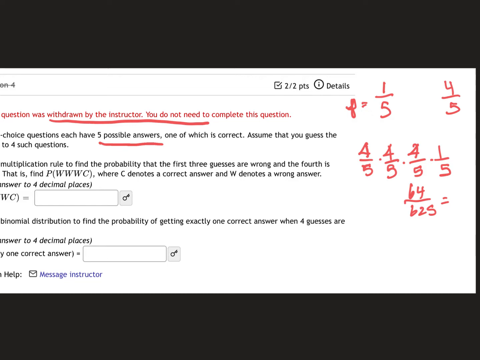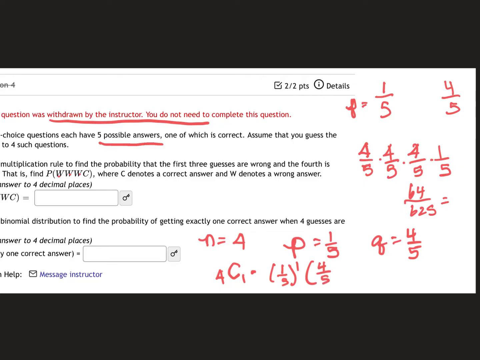So this is a binomial distribution where n is, how many questions? 1, 2, 3, 4. We're answering 4 questions, and we want the probability of getting 1 correct, and the probability of getting them wrong is 4/5. So first of all, in the binomial distribution, we have 4 questions, and we are choosing 1 to get right. So 4 choose 1. And then the probability of getting 1 right is 1/5 to the first power, times the probability of getting 3 wrong, which is 4/5 cubed.